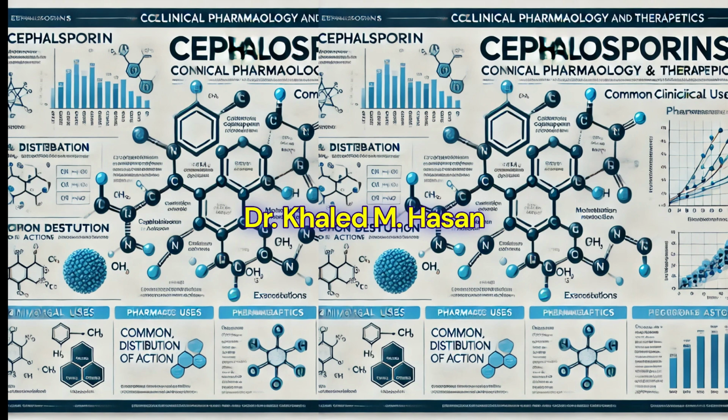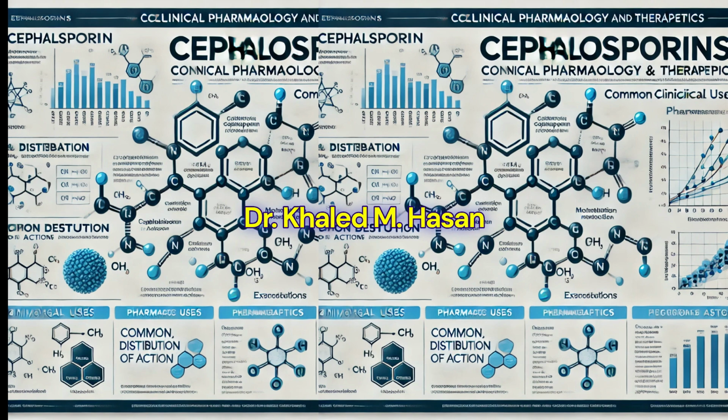So the second generation cephalosporins still cover some gram-positive bacteria, but they also start to have some activity against gram-negative bacteria. So they're becoming more versatile. More versatile, yes. And then we get to the third generation, where things get really exciting. These are the cephalosporins that can cross the blood-brain barrier.